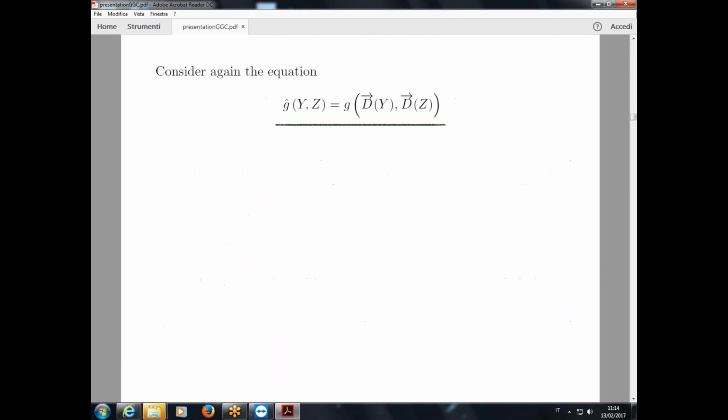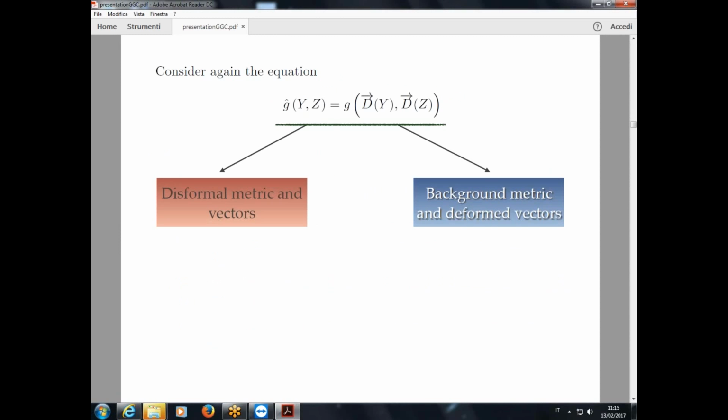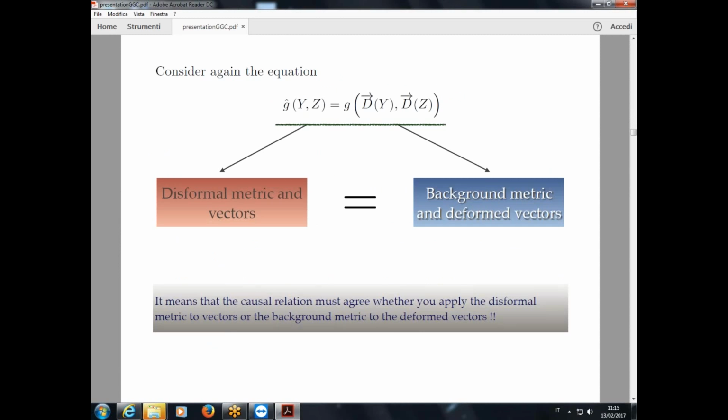So we prepared an example. Oh, wait, we still have this. Like I said, you can see this as a new metric tensor, or you can see this as the old metric tensor, but using different vectors. So you have disformal metric and vectors, or background metric and these deformed vectors. But the point is they are equal, so it doesn't matter if you apply the left side or the right side, because it should be equal, because this is a tensor equality identity.